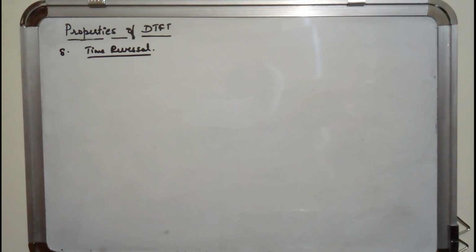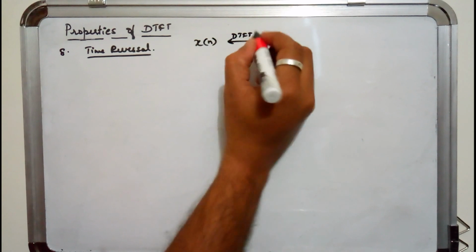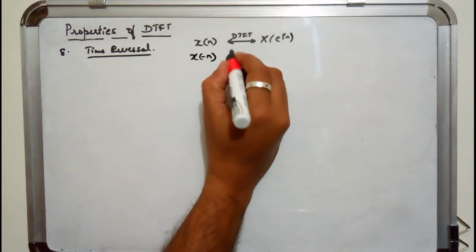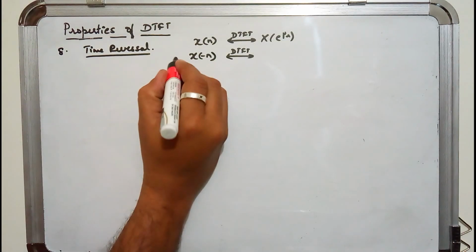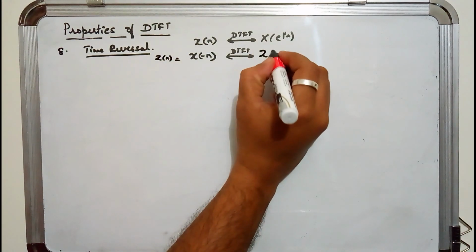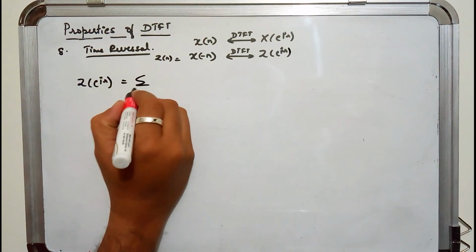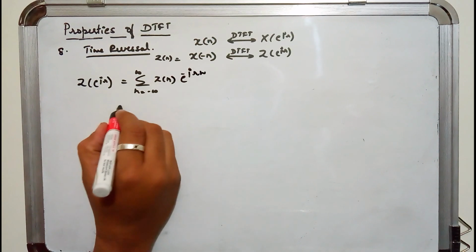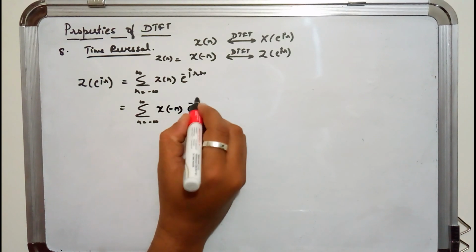Now the last property is the time reversal property. As the name says, there will be a reversal in time in the input. If x of n forms a DTFT pair with X of e power j omega, and there is a time reversal in the input, x of minus n, then what is the DTFT? That is what we need to find out. So I will take this as z of n, and this will be Z of e power j omega. What is Z of e power j omega from the basics of DTFT? It is summation n equal to minus infinity to infinity z of n e power minus j omega n, where z of n is x of minus n, so e power minus j omega n.